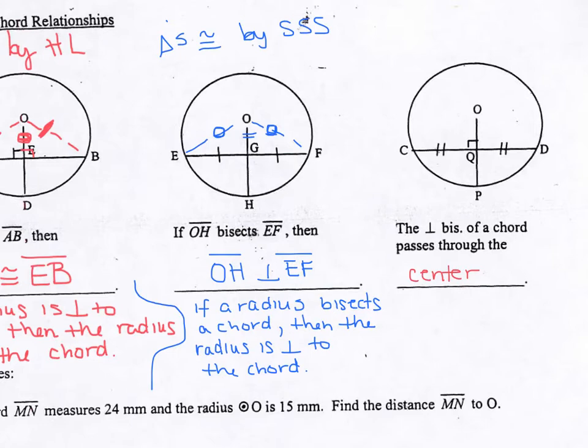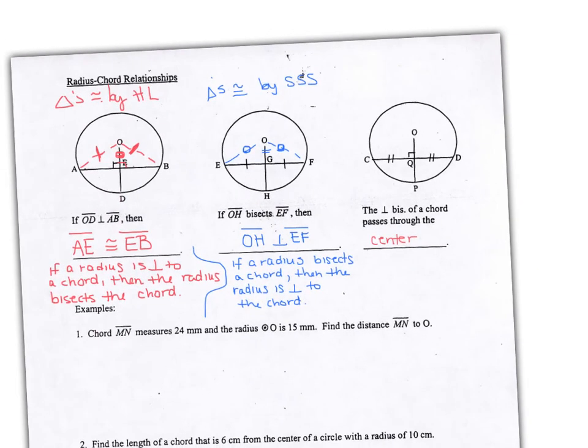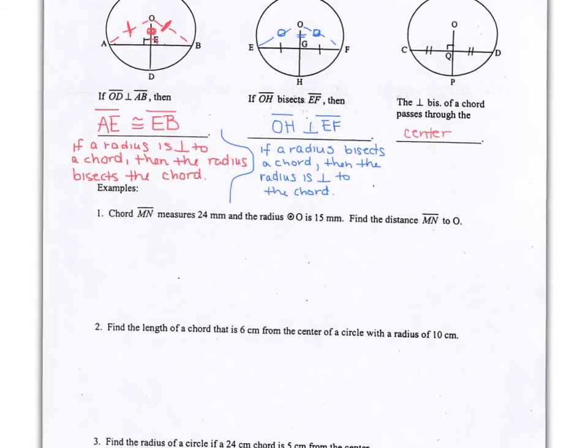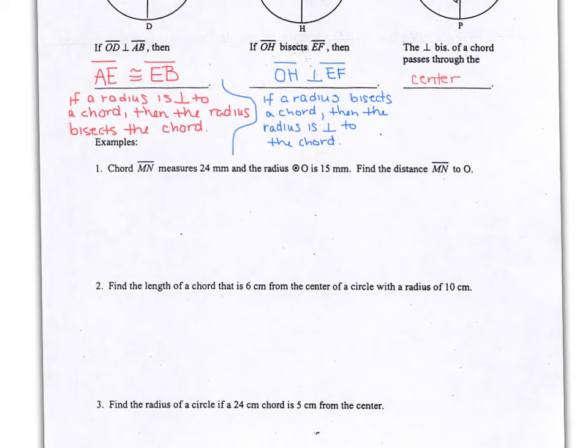Okay, time for us to try some examples. And once again, if you need to, please pause. We won't be doing proofs, like I said, but we will be doing a lot of algebra type problems using the geometry. So our first example: chord MN measures 24 millimeters and the radius of circle O is 15. Find the distance from MN to O.